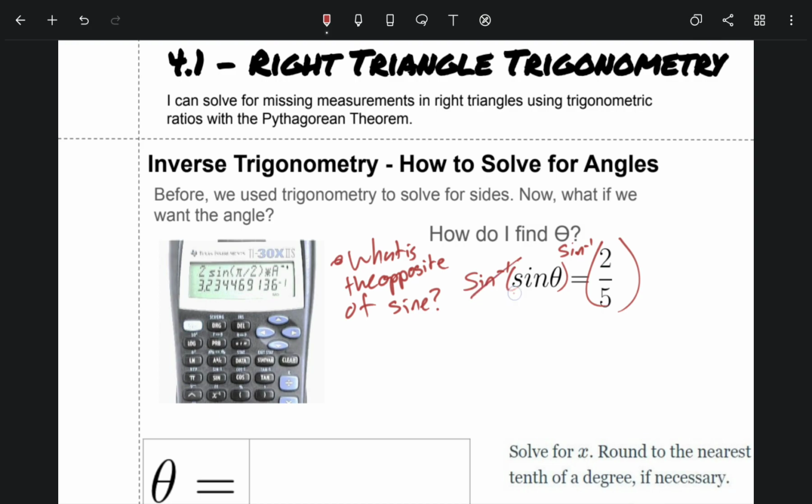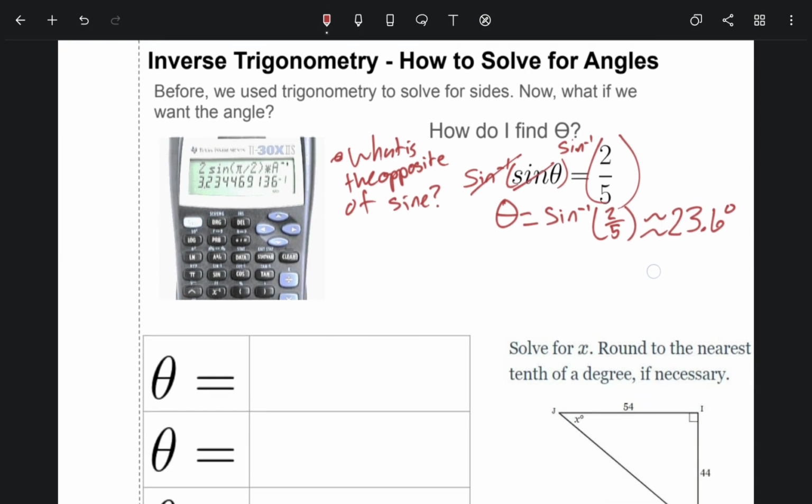Now, the sine inverse cancels out sine, so we are left with our angle. And then on the other side, we have sine inverse of 2/5. Which, if we plug that into a calculator, is about 23.6 degrees. Okay, and if you're getting something else, make sure your calculator is in degree mode.